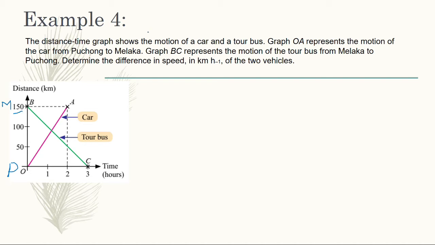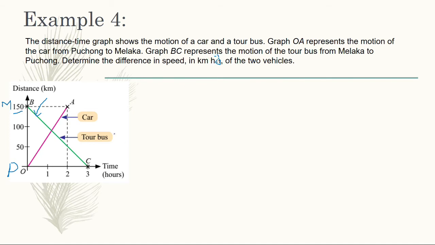Okay, now the second here, graph BC represents the motion of a tour bus from Melaka to Puchong. So BC, the green colored line here, represents from Melaka, go back to Puchong. Determine the difference in speed in kilometer per hour of the two vehicles. Sorry, typing here, per hour is on top.